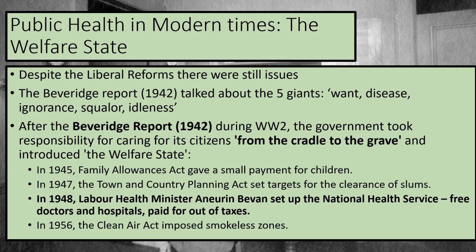So in 1942, 100 years after the Chadwick Report, comes the Beveridge Report. And this is where a man called Beveridge talked about the problems that are still existing in society. He talks about the 5 giants, things like want, disease, ignorance, squalor, and idleness. So he essentially talks about the problems caused by things like disease, the fact that people are living in these terrible conditions, the fact that there's not enough employment. He's talking about all those big issues and flagging them up to the government.